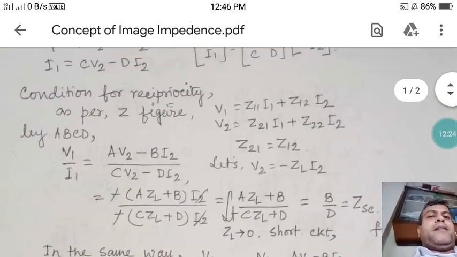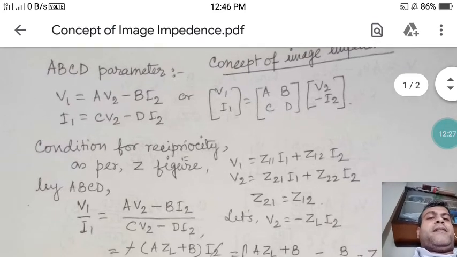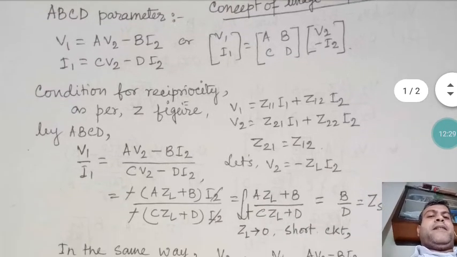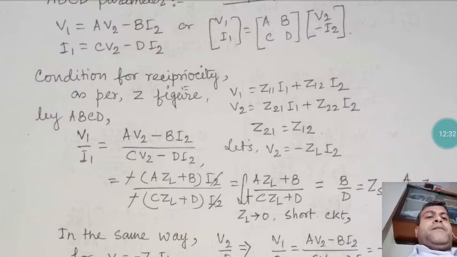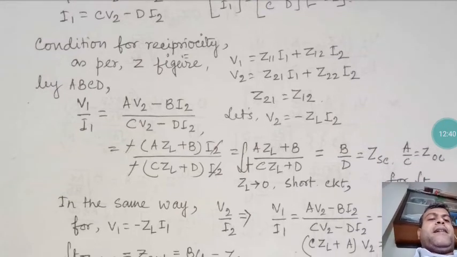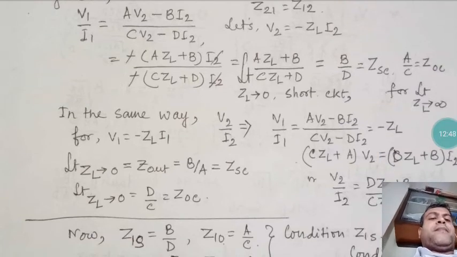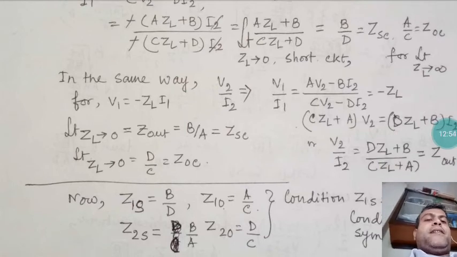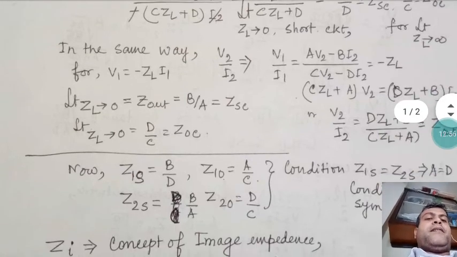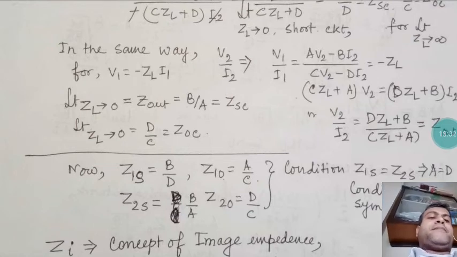I started from this one, and here, using the concept of image impedance, I have calculated V1 and I1, taking that ratio with V2 equal to minus I2 ZL, because the input is shorted. So obviously that concept is A ZL plus B, and finally I have got two parameters, ZSC and ZOC, from the input terminal. From the other terminal, I will again be calculating V2 by I2. So finally ZOC and ZSC are calculated. So 4 parameters I have sorted: shorted and open for port 1, and shorted and open for port 2. So these 4 values are given.